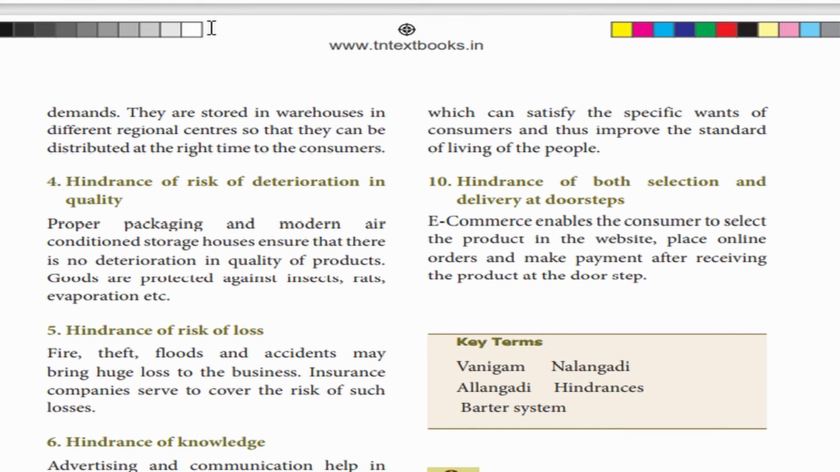Next one is hindrance of both selection and delivery at doorstep. E-commerce enables the consumers to select the products in the website, place online orders and make payment after receiving the product at the doorstep. Through e-commerce, we are able to get the product at our doorstep. So it is very important, and we pay the amount once we receive the product. We pay the amount through cash or through online, or through bank transfer. Okay, this is the hindrance of both selection and delivery at doorstep.